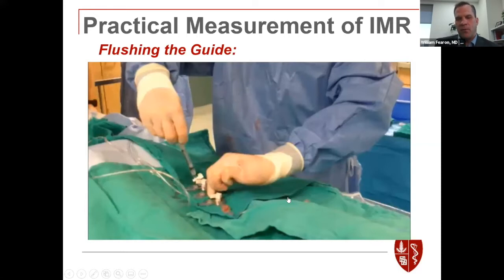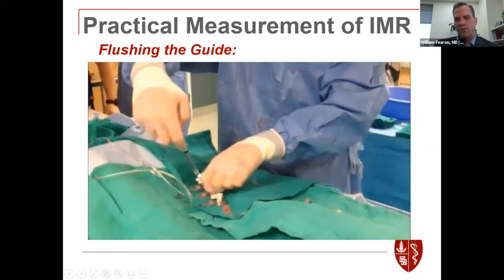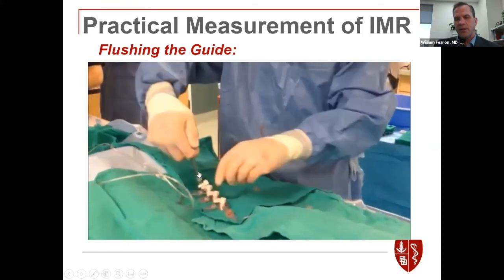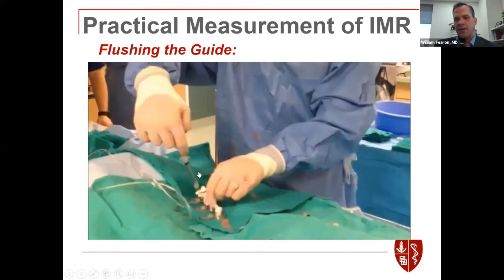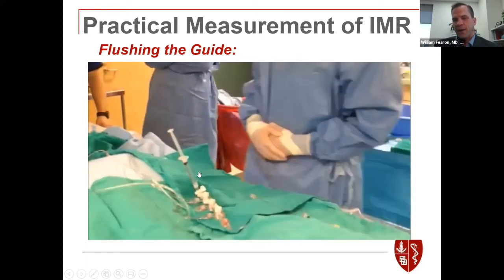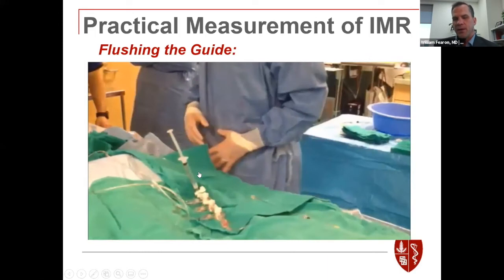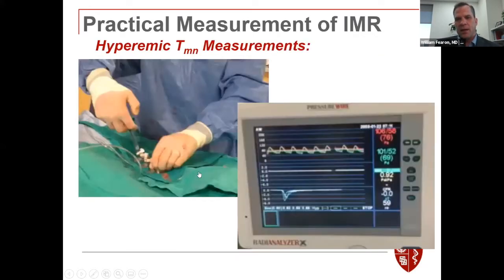But anyway, we flush our guide. You want to make sure that there's clear saline in the guide and no contrast, because the viscosity of the contrast can affect the flow, and also it's a mild vasodilator. So we do that first. You wait 15 seconds or so just to allow any effects of the contrast to wear off, and then you can do resting measurements first, and then you start IV adenosine. Some people have tried it with IC adenosine, and that can work, but I think it's easier with IV adenosine.